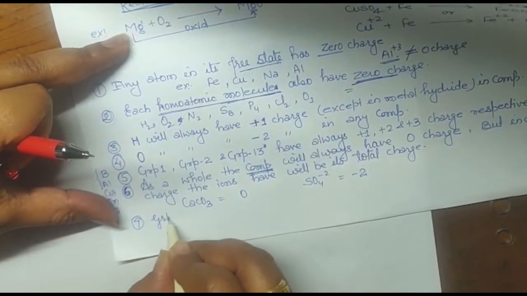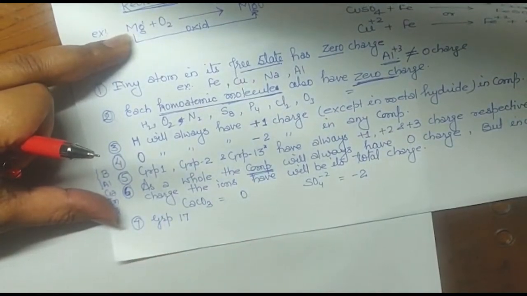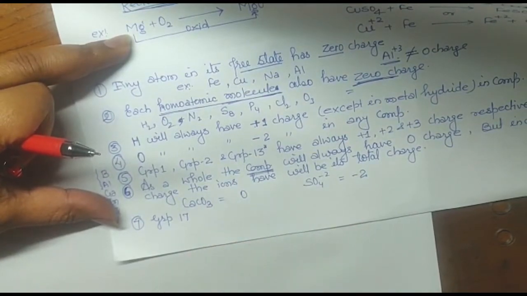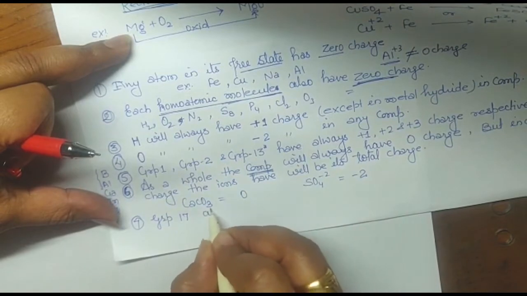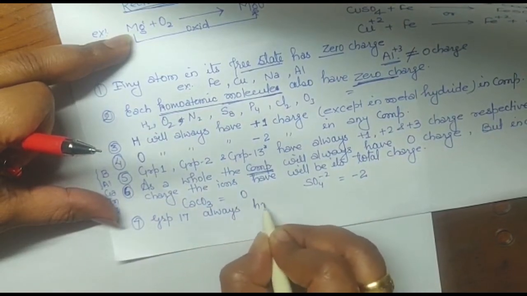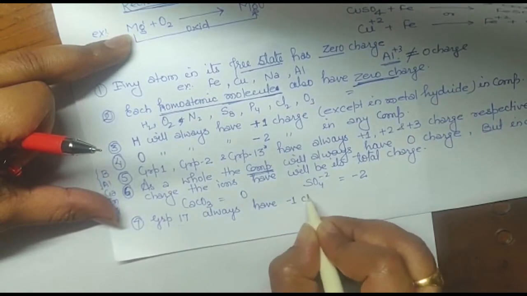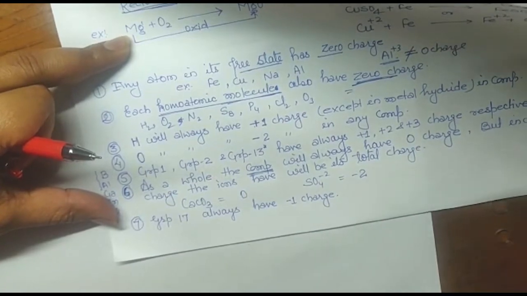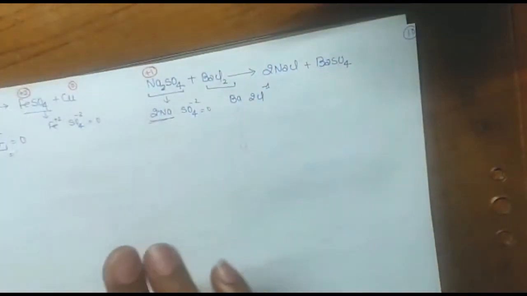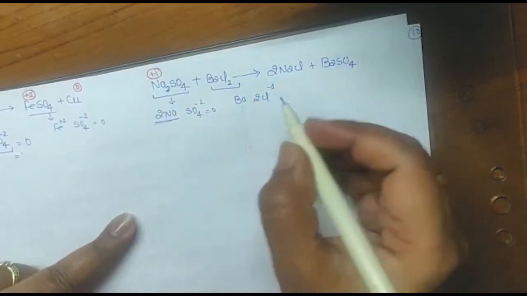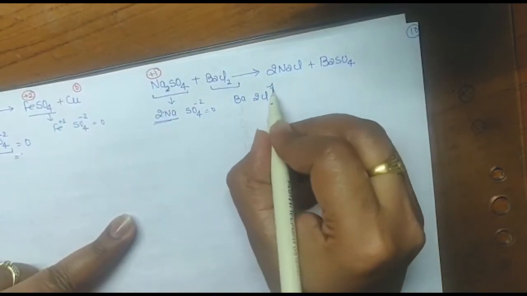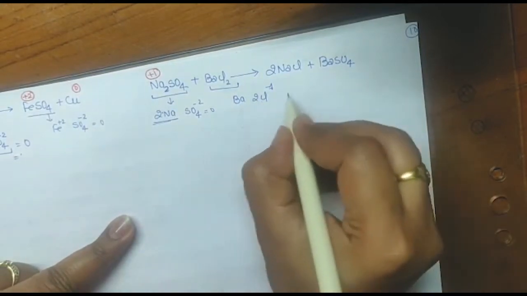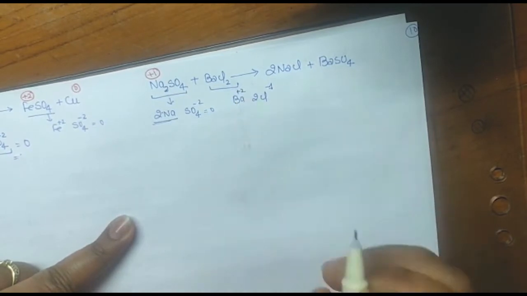Or you can just write one point here: Group 17. Group 17 I explained in yesterday's class: fluorine, chlorine, bromine, iodine always have -1 charge. So from that also you can say it is having -1 charge. This one chlorine has -1 charge, so what will be on 2 chlorine? -2. So to make it 0, this Ba should have +2.